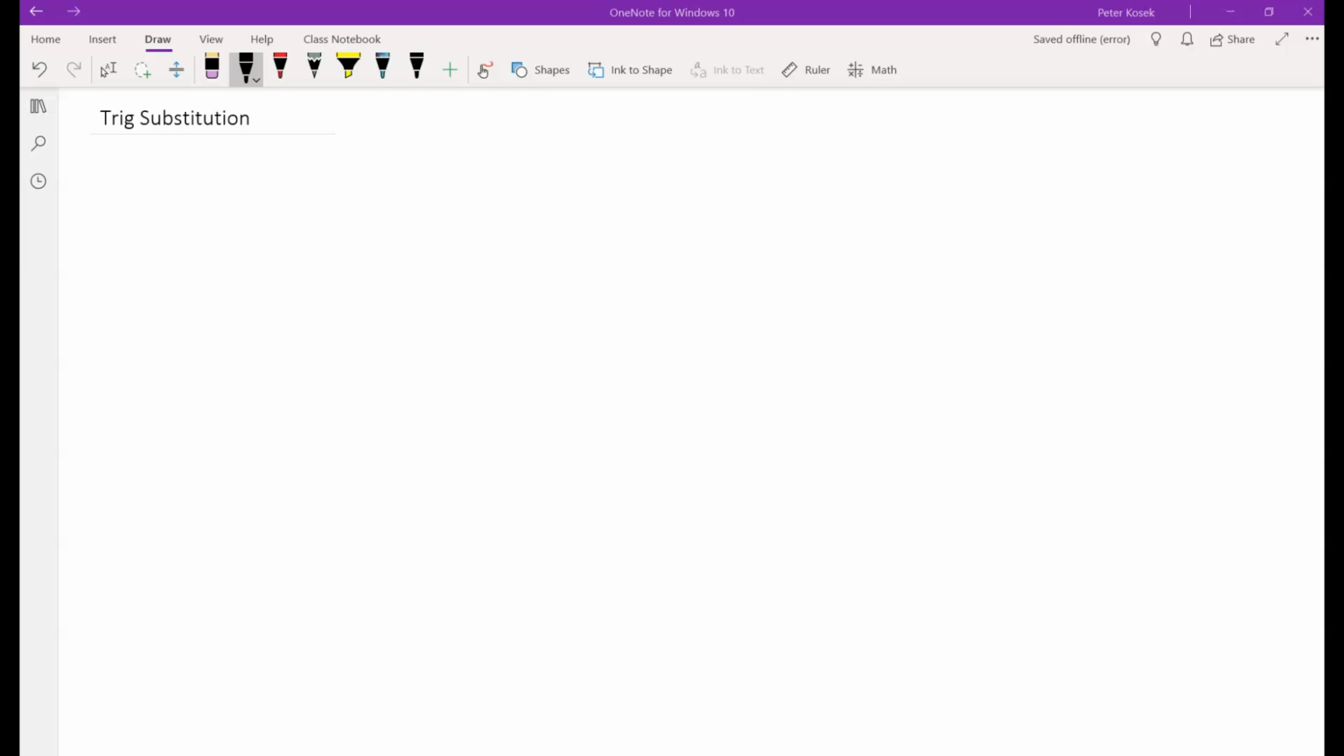So let's take a look at trig substitution. Before we get to that, let's set the scene with our most popular style of substitution, which is u substitution. If we have the integral of the square root of 1 plus x dx, you can simply choose u to be equal to 1 plus x, and then everything's great.